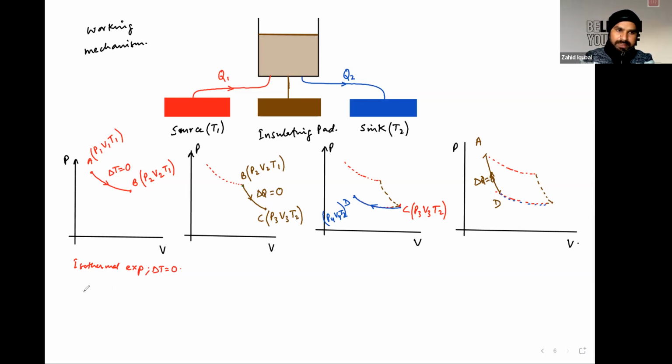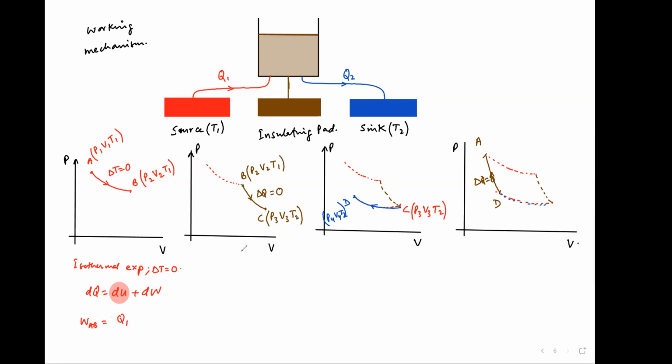So according to the first law, dQ equals dU plus dW. Since at constant temperature there will be no change in its internal energy, dU will be 0. So the amount of heat supplied in this process will be equal to the work done in this part. So we can say work done along A to B will be equal to Q1. Is it clear? Yes, sir.